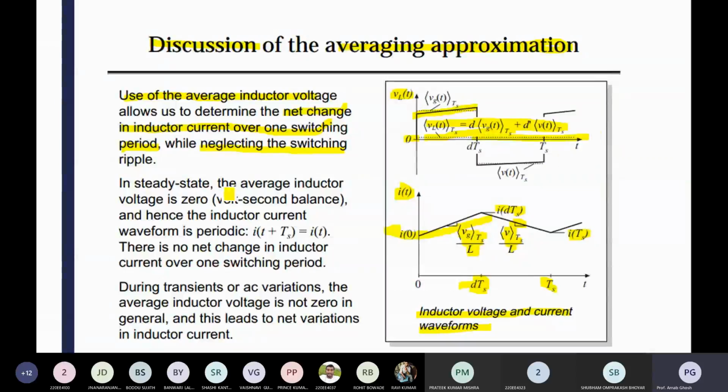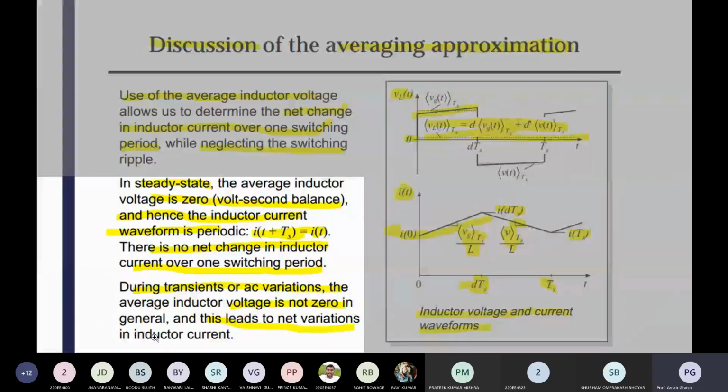In the steady-state condition, the average inductor voltage is 0. That is what I told you, voltage-second balance, and hence the inductor current waveform is periodic. So I(t+Ts) equals I(t). There is no net change in inductor current over one switching period. During a transient or AC variation, the average inductor voltage is in general not zero, and this leads to net variations of inductor current.